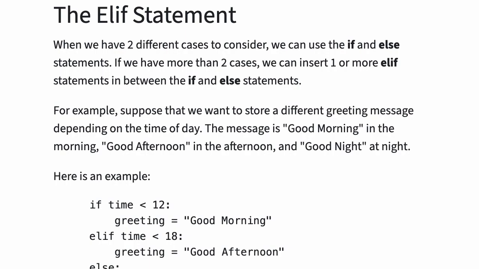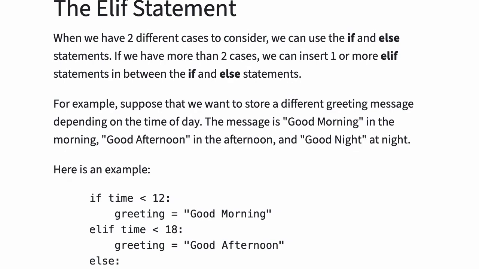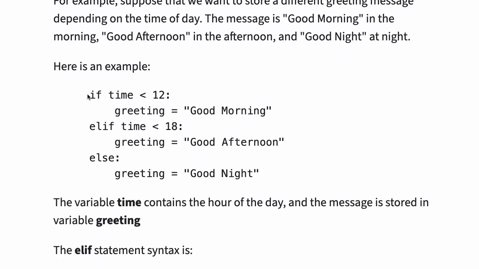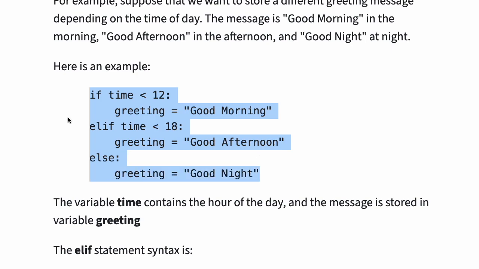The message is good morning in the morning, good afternoon in the afternoon, and good night at night. Here's an example. The variable time contains the hour of the day, and the message is stored in variable greeting.